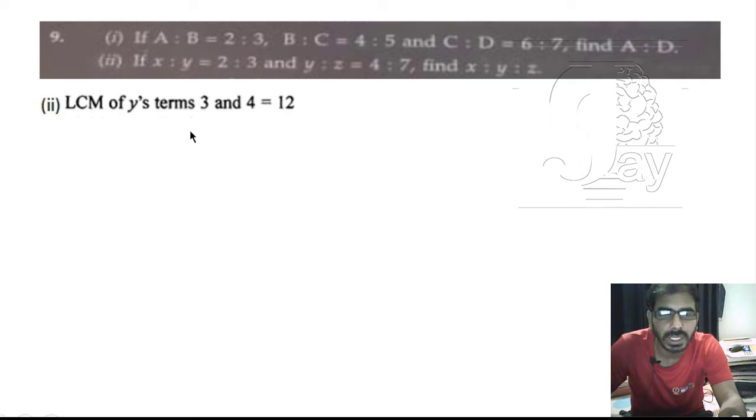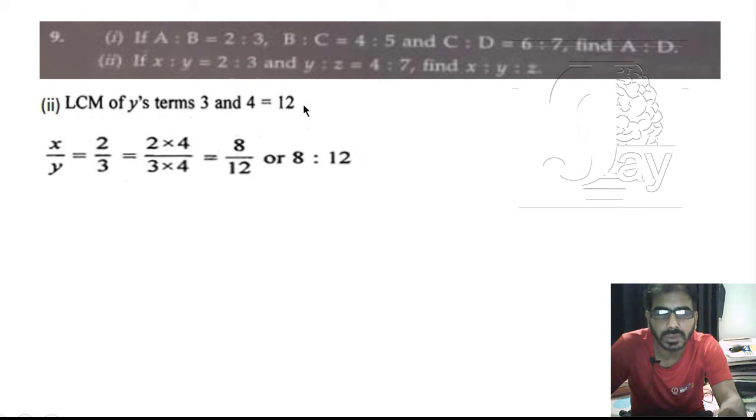So we have taken the LCM of y's term in both the ratios. Here we have 3, and in the second one we have 4. So the common multiple, or LCM, is 12. For x by y, we need to convert y to be 12. So we are going to multiply this with 4, and x by y becomes 8 by 12.